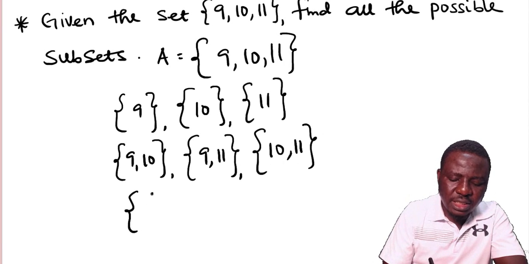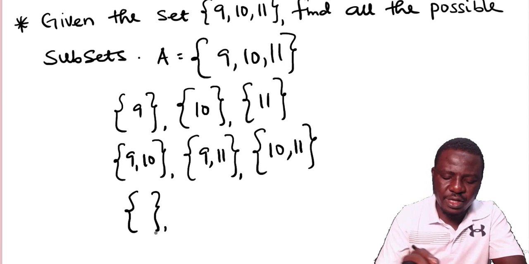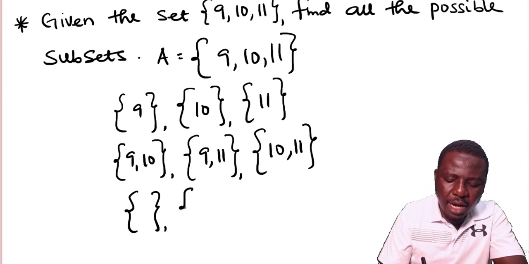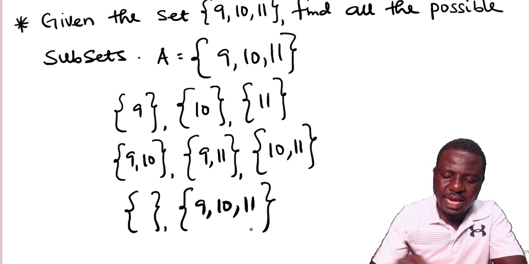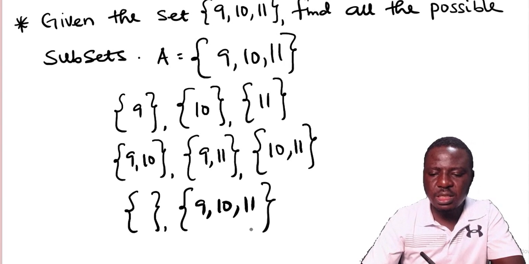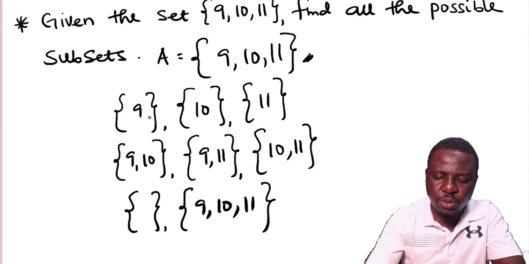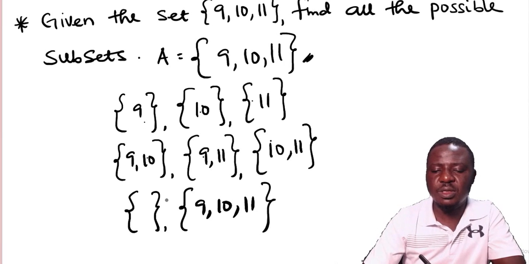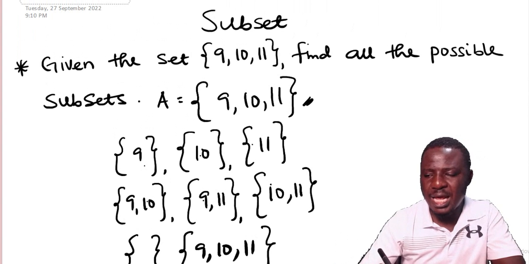Remember, the empty set is also a subset of every set, and a set can also be said to be its own subset. So we have 9, 10, and 11 as a subset of set A. Therefore, all the possible subsets of A are 1, 2, 3, 4, 5, 6, 7, 8 in number. So we have 8 possible subsets from a set of 3 elements.